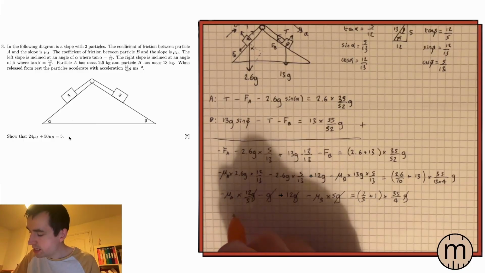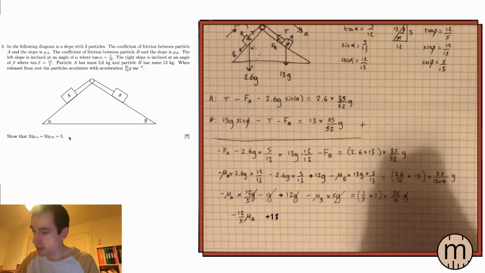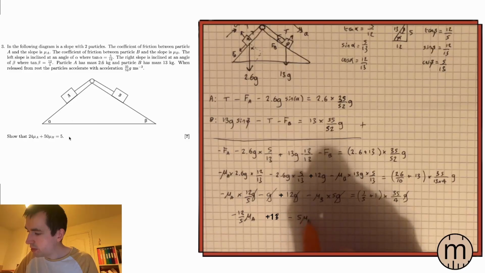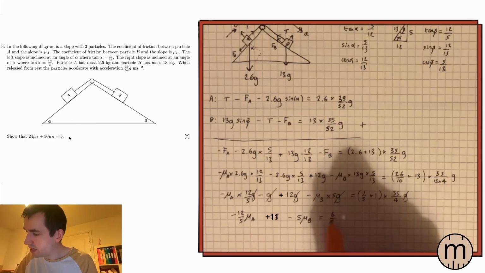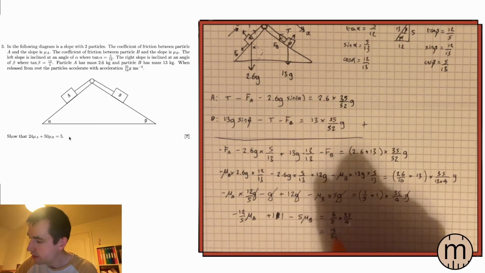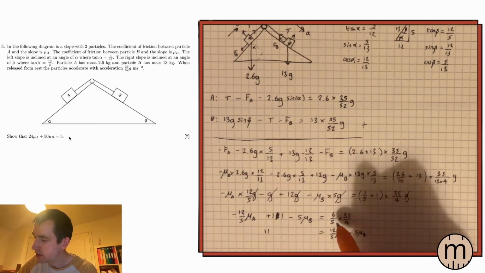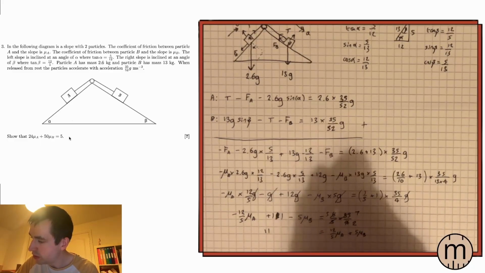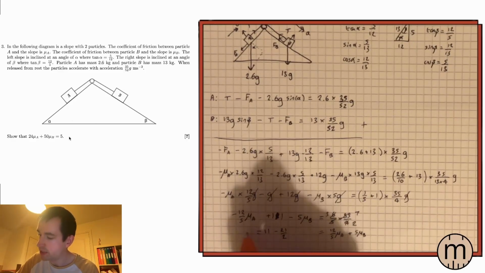And then what we're going to get is minus 12 over 5 mu A minus 1 minus 12 minus 5 mu B, and that's going to be equal to 1/5 plus 1, which is 6/5 times 35 over 4. Let's see what we're going to do with this. Let's put everything over here. 12/5 mu A plus 5 mu B, and let's subtract this. Divide this, get 7, divide this, get 21 over 2. So we're going to subtract 21 over 2. 11 minus 10.5 is going to give us a half.